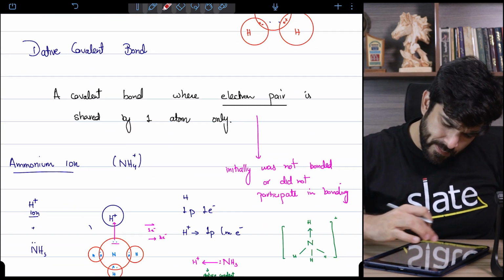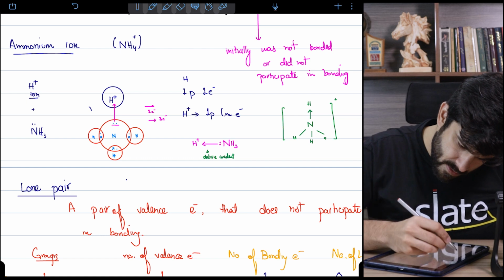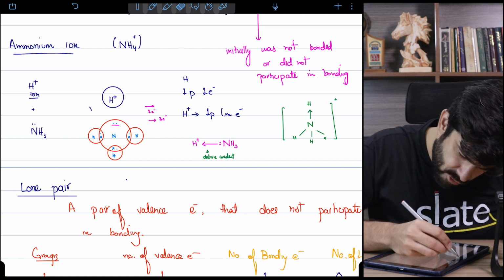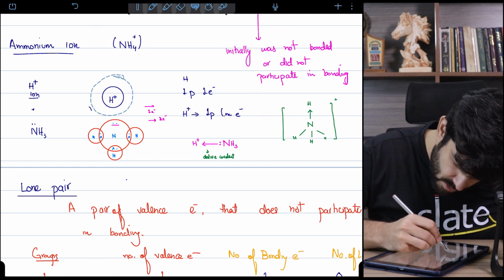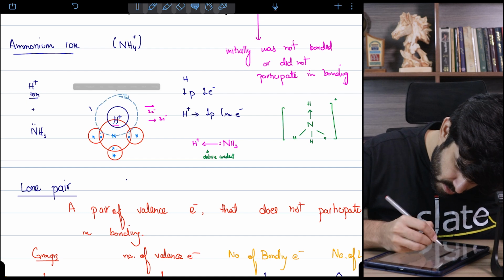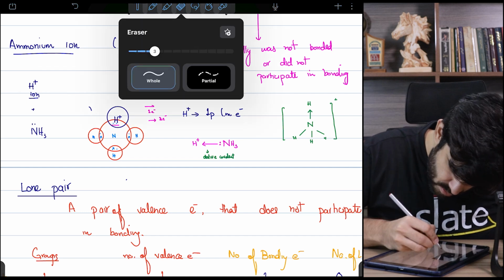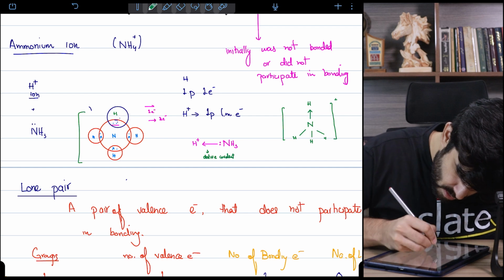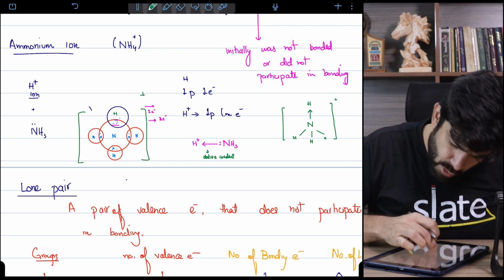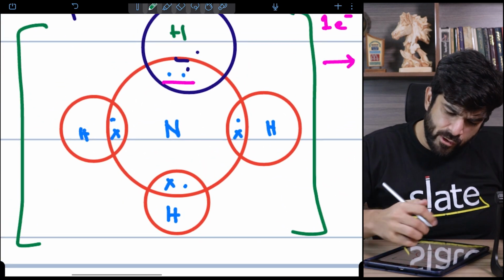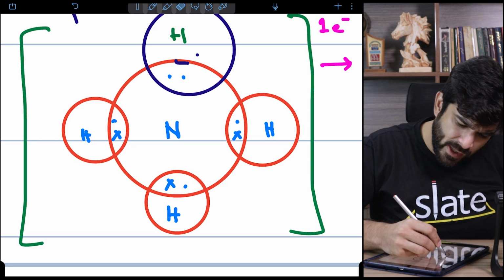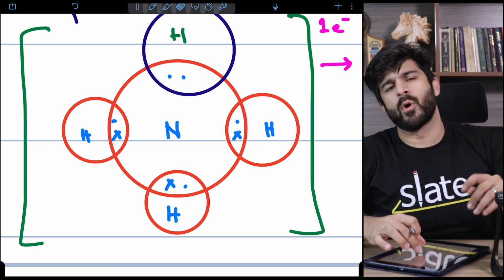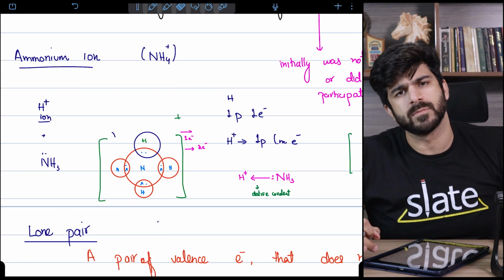Likewise, in case of ammonium, if I transfer it there, you see how there is a dot and cross with every hydrogen, except the one where it made dative covalent bonding. So that is the concept, students.